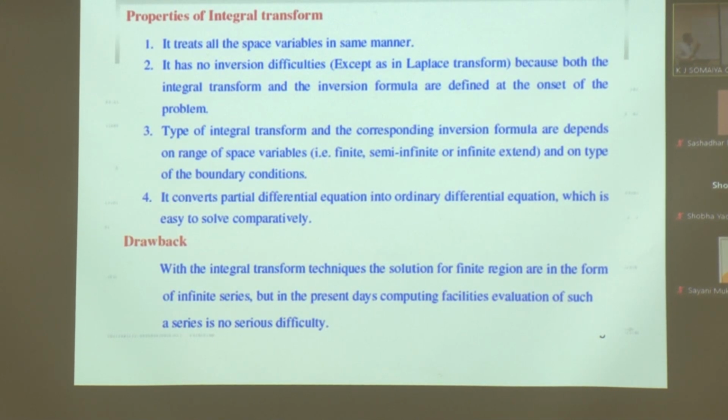If we look at the properties, here all space variables are treated in the same manner as we discussed in the last problem, that is, the application of the Fourier transform. Here the del operator was with respect to the independent variables x, y, z, as second order derivatives with respect to x, y and z, so all these three variables we removed simultaneously with the help of the Fourier transform. So it treats all the space variables as having the same properties, in the same manner. There is no inversion difficulty.